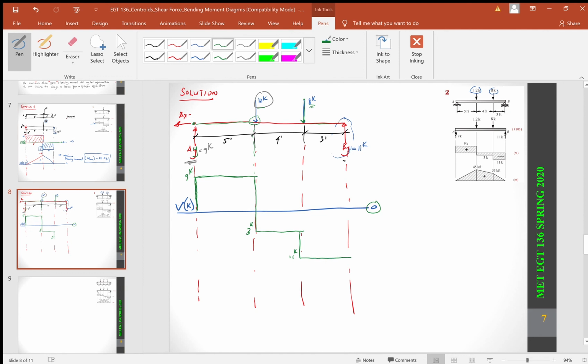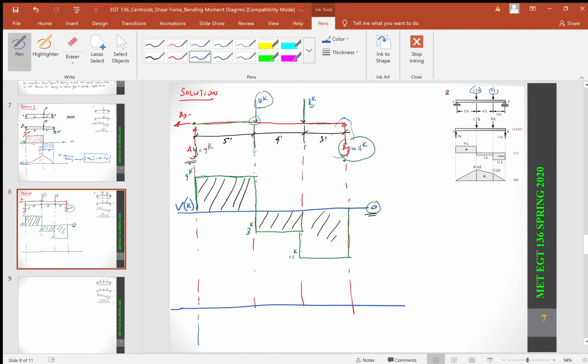Then we go over. Then we have a support reaction that's going up 11 kips. It takes us back to 0. Okay, so this is going to be above the shear force diagram, and this is below the shear force diagram. Okay, now we want to be able to draw our bending moment. Okay, and that's going to be kips feet. Okay, so I'm going to use a different color. So here it's positive, it's above the 0 line, right?